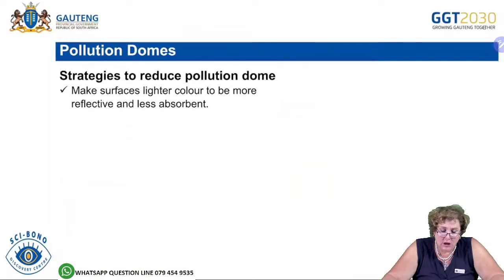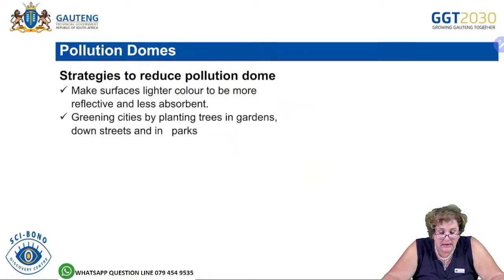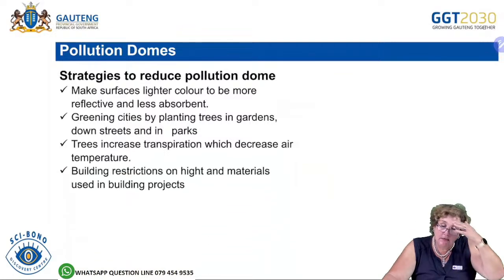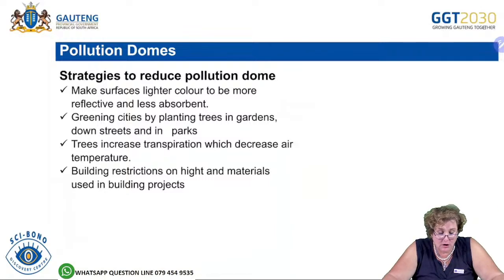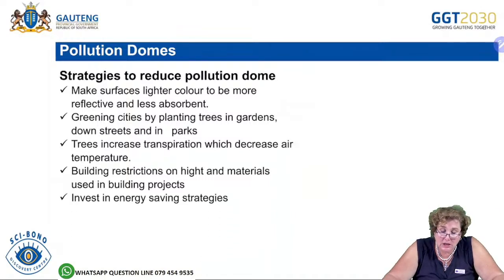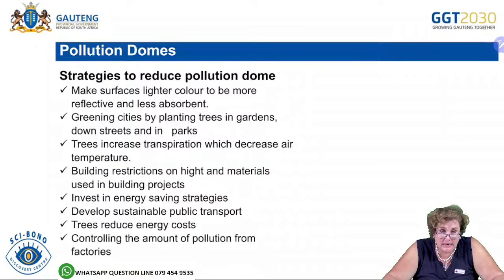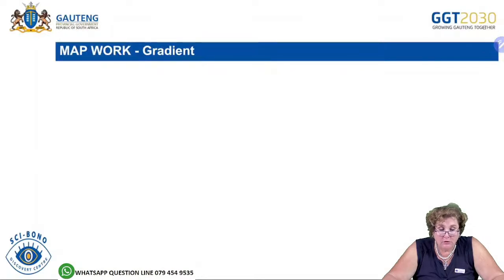How can we reduce the pollution dome effect? We can again make the surface lighter colors, add green areas, trees in gardens and parks, as trees increase transpiration, building restrictions on height and materials used in projects, energy saving strategies, sustainable public transport, and reduce energy. The trees can reduce energy costs, and we need to control the amount of pollution by the factories.